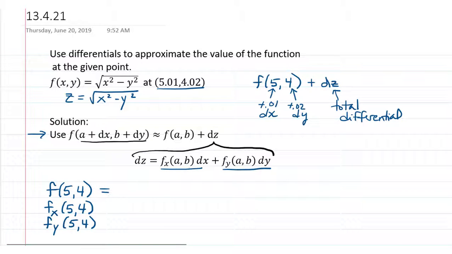f of (5, 4) is easy enough to evaluate. We just plug it into our original function. That's going to be the square root of x squared minus y squared, so 5 squared minus 4 squared, which is going to be the square root of 9, or 3.